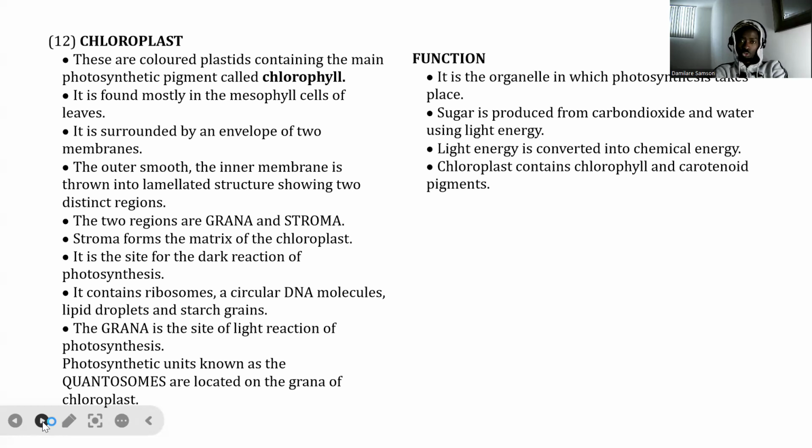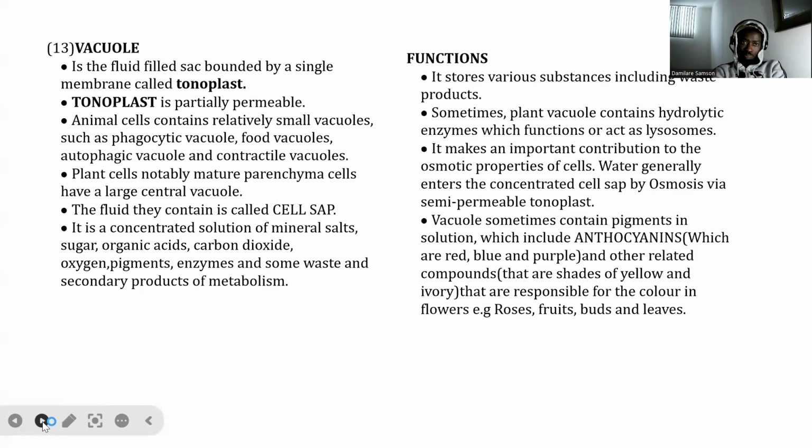But basically, what is the function? It is the organelle in which photosynthesis takes place. So sugar is produced from carbon dioxide and water using light energy. So light energy is now converted into chemical energy, and the chloroplast contains chlorophyll and carotenoid pigments.